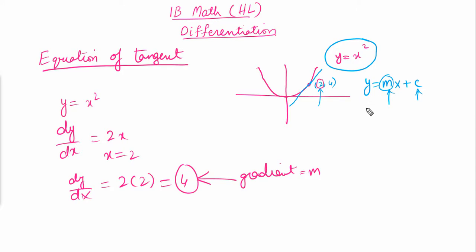Now I'll put that into this equation, so it will be y equals 4x plus c. Now we have to work out the y-intercept. We have been given a point on the function, so it's (2, 4). So I'll insert 2 into x and 4 into y. I'll get 4 equals 4 times 2 plus c. So 4 equals 8 plus c. So c will be equal to 4 minus 8, that would be equal to -4.